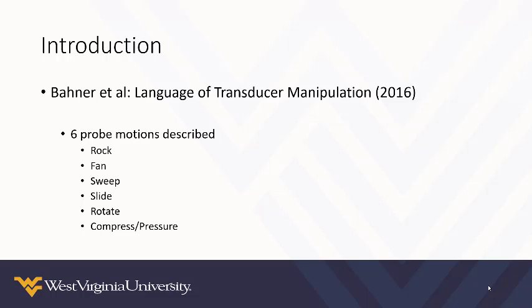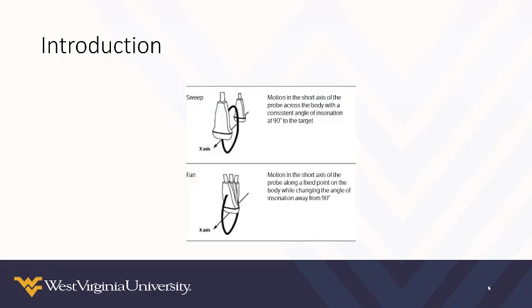Later on in 2016, Dr. Boehner and his colleagues at The Ohio State University published a report on the language of transducer manipulation, where they went on to qualify 6 common probe motions, which they labeled rocking, fanning, sweeping, sliding, rotating, and compressing or using pressure. The terminology used by Dr. Boehner and his colleagues is all relative to the angle of incidence or the degree of incident angle of the target structure. Here are text graphics depicting the common probe motions which they described.